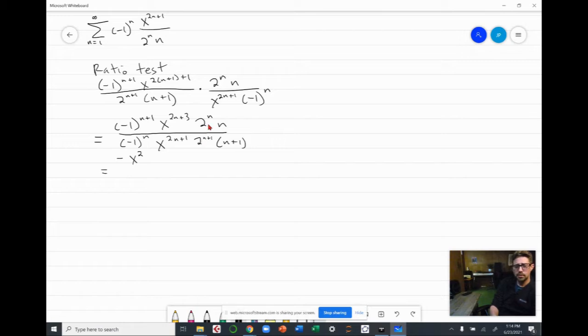Okay, so similarly, we got a 2^(n+1) down here and a 2^n up here. So the only thing that survives that process is one more factor of 2 in the denominator than in the numerator, so it hangs around. And then we've got an n and an n plus 1, which we don't really know what to do with yet, but we certainly will. All right, so that's the first part of the ratio test. Like I said, now I'm going to slap the absolute values on it and see what that turns into.